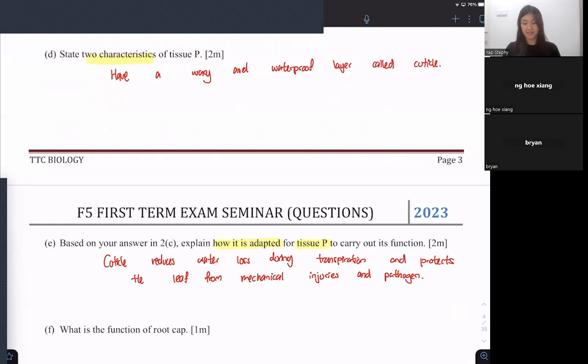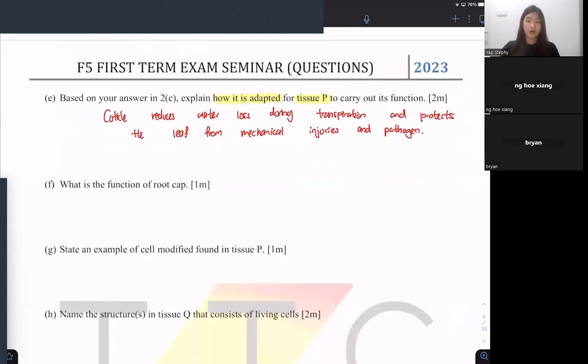Okay. Next, what is the function of the root cap? For the root cap, you can write down: to protect the root tip from mechanical injury.